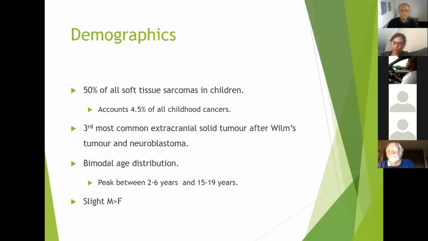Its distribution is bimodal. You have a peak at age between 2 and 6, and you have another peak in late teenagers between the ages of 15 and 19. It has a slightly higher preference for males than females, at a ratio of 3 to 2. And it is also more common in Caucasians than non-Caucasians, just to mention.